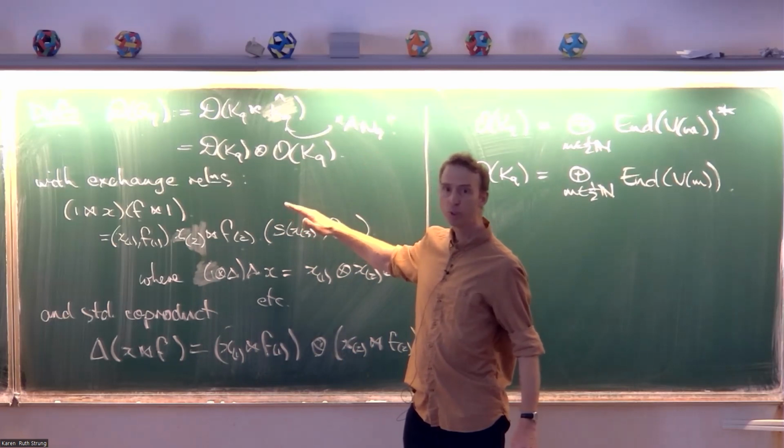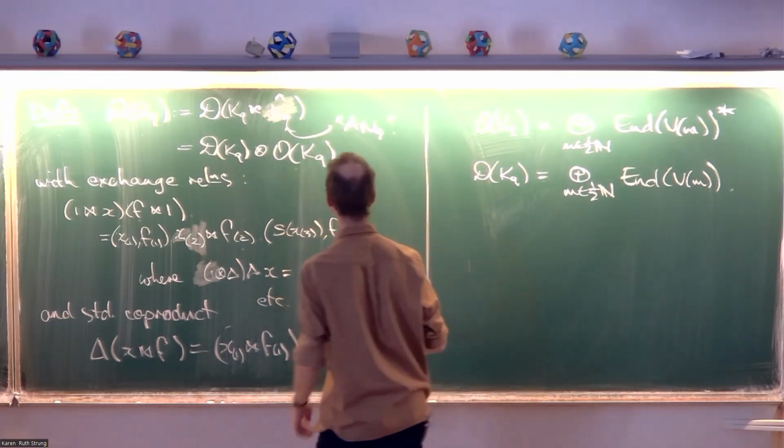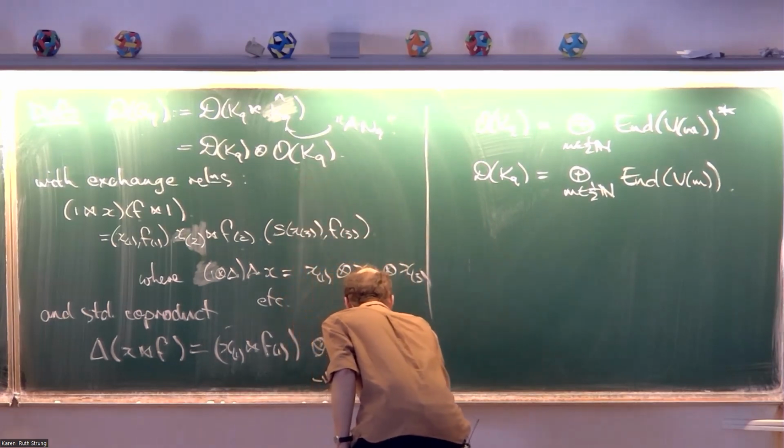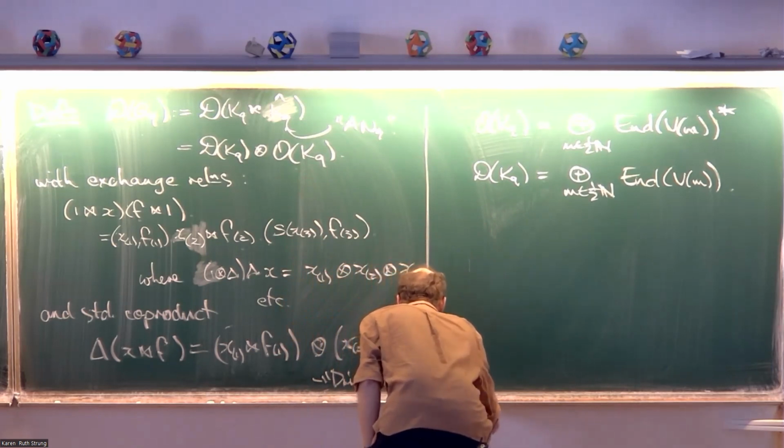As mentioned, we could also do this. This is not what Woronovich did. This is called the Drinfeld double. And it's not what Woronovich did, but it's dual to what Woronovich did.